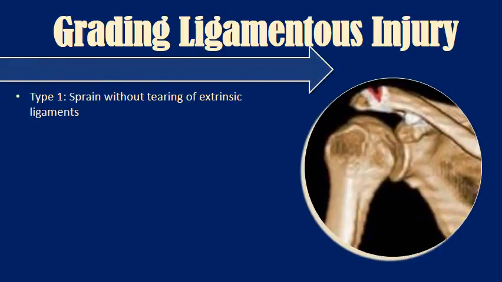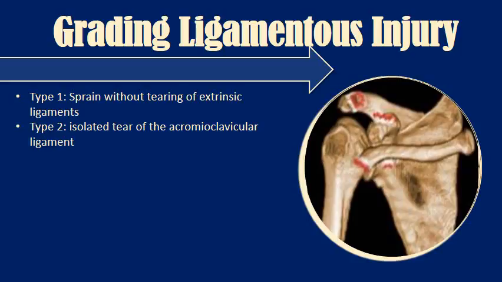The Rockwood classification system displays a spectrum of AC joint injuries. This ranges from sprains and ligament tears to very rare injuries such as the inferior displacement of the distal clavicle. Sprains. Sprains are classified as a type 1 injury under the Rockwood system. Type 1 injuries consist of a sprain of the AC joint without the tear of either the acromioclavicular or coracoclavicular ligaments.